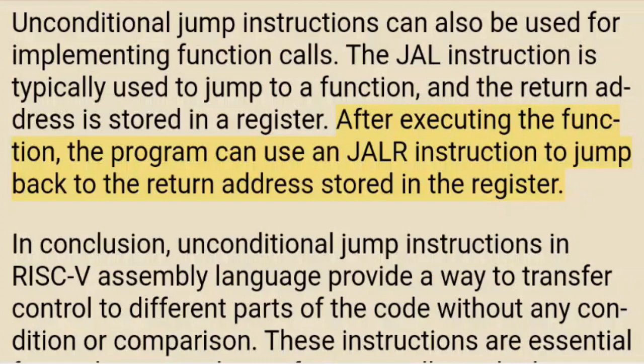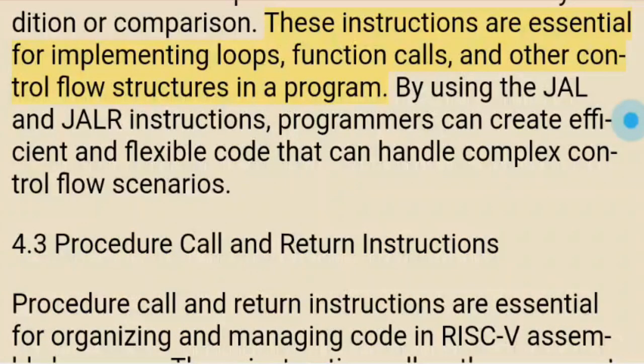After executing the function, the program can use a JALR instruction to jump back to the return address stored in the register. In conclusion, unconditional jump instructions in RISC-V assembly language provide a way to transfer control to different parts of the code without any condition or comparison. These instructions are essential for implementing loops, function calls, and other control flow structures in a program. By using the JAL and JALR instructions, programmers can create efficient and flexible code that can handle complex control flow scenarios.